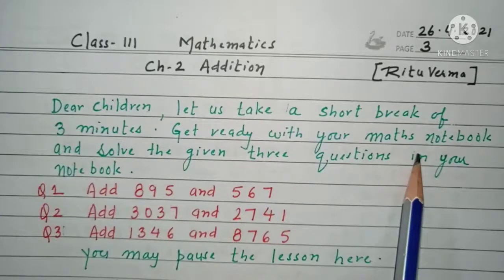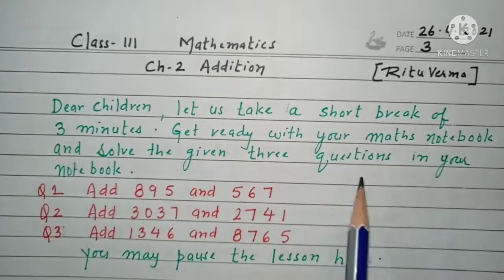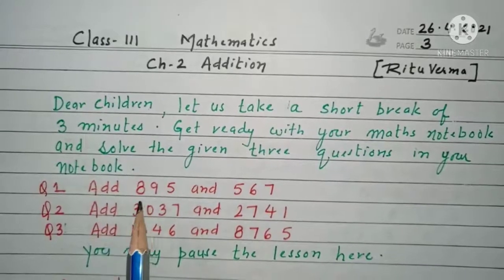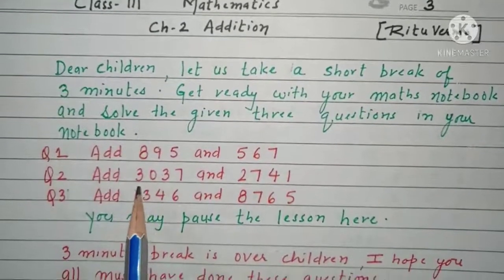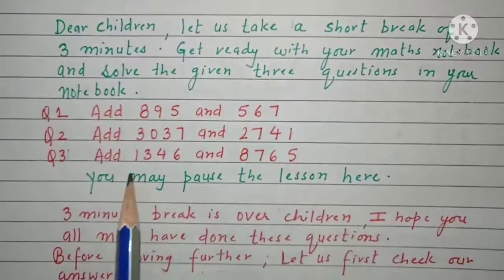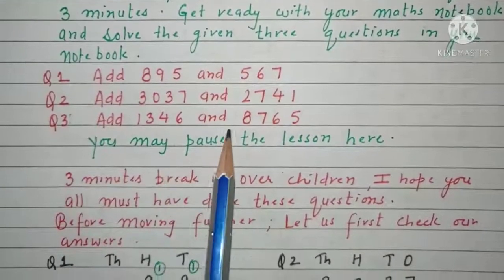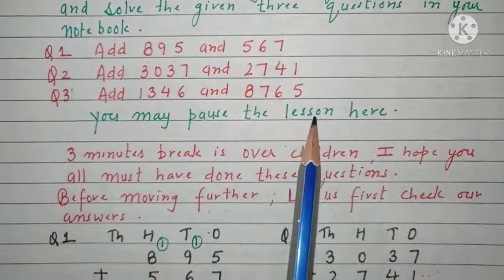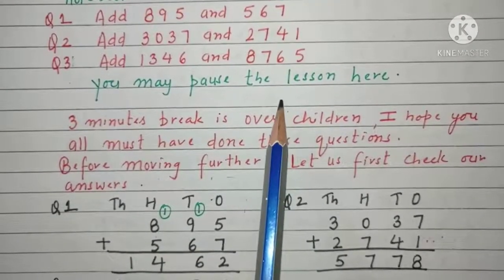Now dear children, let us take a short break of 3 minutes. Get ready with your maths notebook and solve the given 3 questions in your notebook. You need to add 895 and 567, then add 3037 and 2741, and then add 1346 and 8765. Students, you may pause the lesson here for 3 minutes.